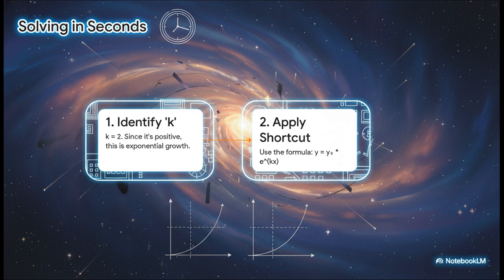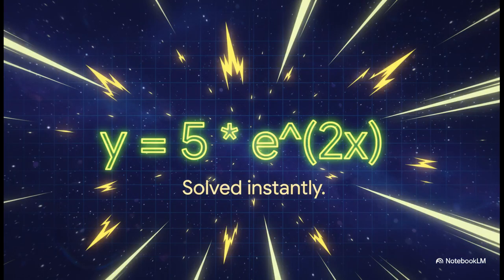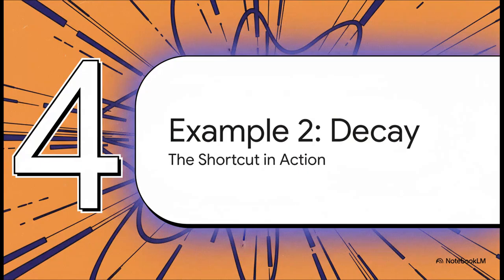Step 2, we just grab our handy shortcut formula. So let's just plug in the values. Our initial value, y sub 0, is 5. Our k is 2, and bam, the solution is 5 times e to the 2x. That's it. Problem solved in what, a few seconds? Okay, so that was growth. Pretty easy, right? But does this shortcut work just as well for decay? Oh yeah, absolutely. The process is exactly the same.